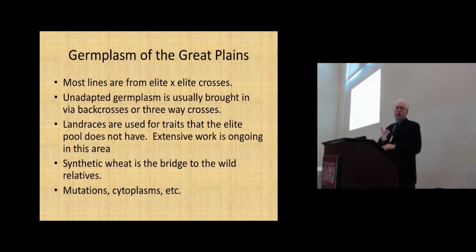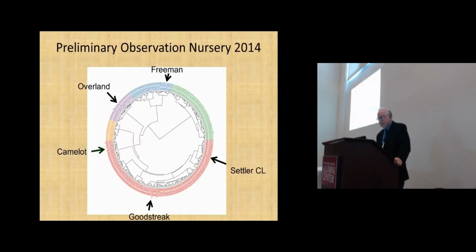So again, most of these are from elite by elite crosses. When we use the unadapted germplasm, we usually do it through a backcross. The conversion program is a perfect example of why we do that. The elite or the land races are used for where we don't have traits in our elite gene pool, and this is a very active area. Okay, synthetic wheats are the bridge. I'm going to end with a few bits about mutations in cytogenetic or cytoplasms, and I think the sterile cytoplasms in sorghum are a great example.